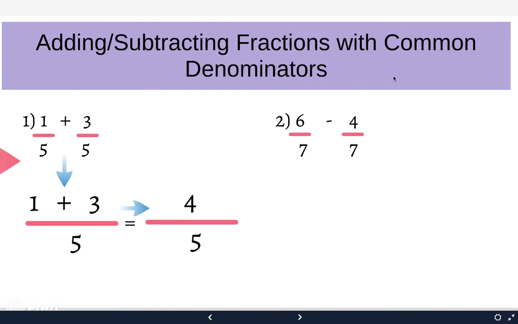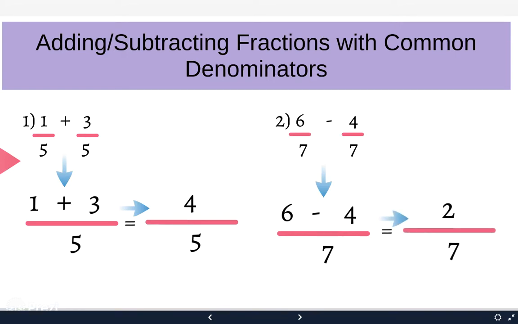Same thing when you subtract two fractions with common denominators. Once you have a common denominator, you write it over one of the common denominators. In this case, we're going to write it over 7. And then you simply subtract the numerators. So 6 minus 4 reduces down to 2. So it's 2 over 7.